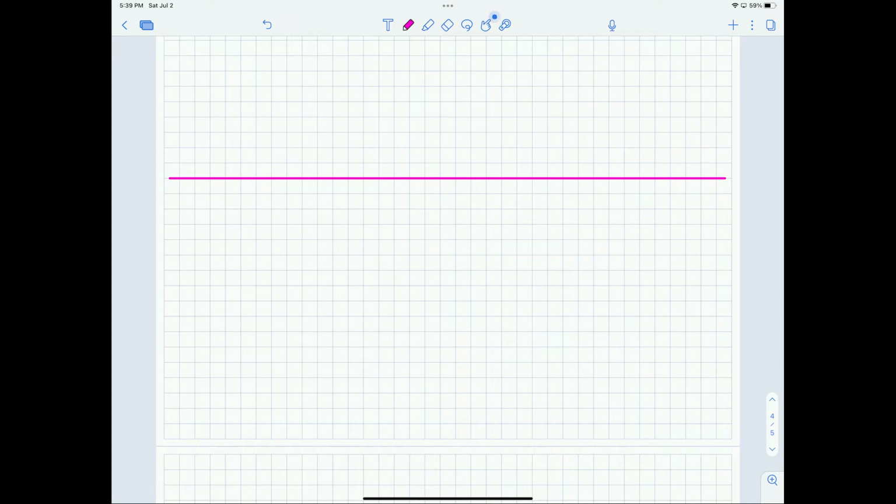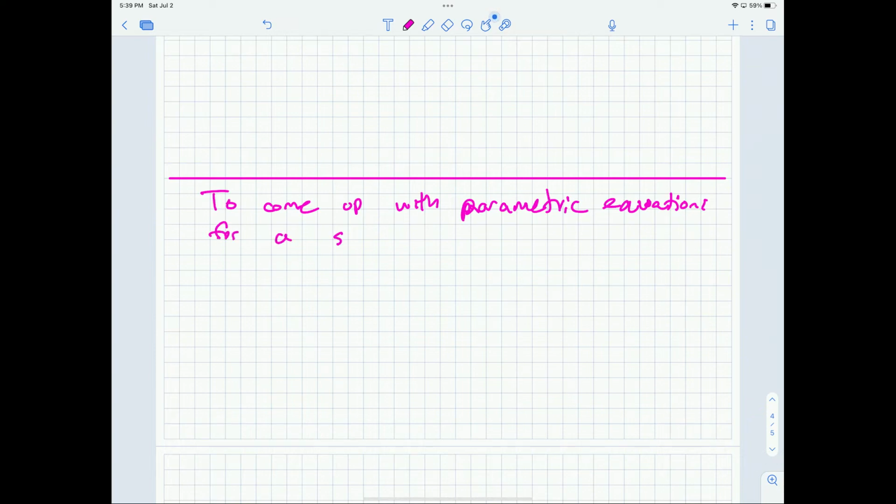To come up with parametric equations of a surface. This section is not surfaces. This is curves. But to come up with parametric equations for a surface, and I'm going to make up a surface here, for example, let's just say z equals 2x squared minus y squared, right? Now that's a surface. What do they call that? Like a hyperbolic paraboloid or something.